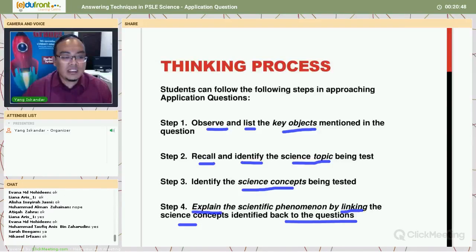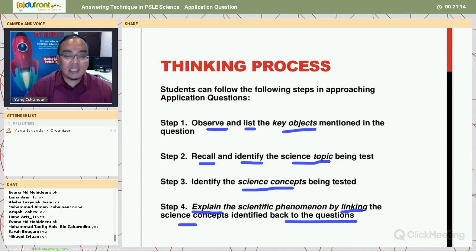Okay, so far what we have done is that I've showed you some of the application questions that you see in PSA. Those are actual PSLE questions. And then after that, right in front of you now are the 4 steps. If you see any application question, these are the 4 steps that should come into your mind, so that you can score in those questions.